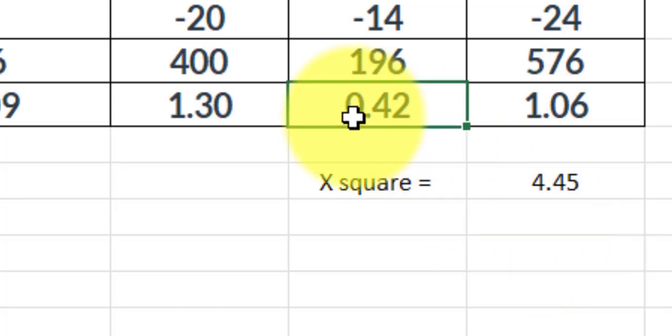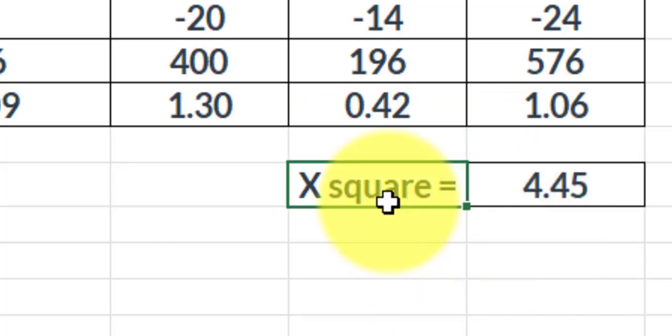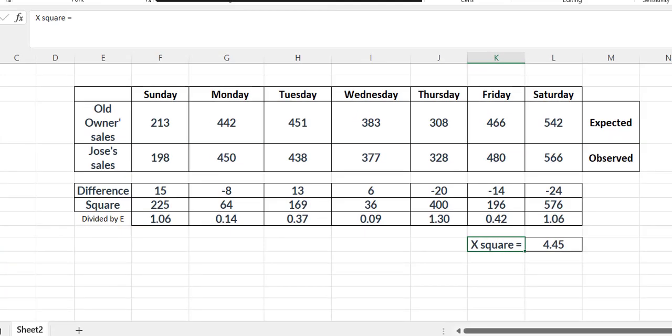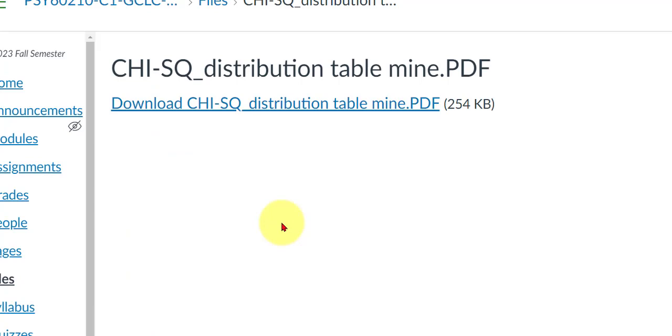So now we got to look that up in a table. And let me pull up a table. There's a chi-square goodness of fit calculations by hand Excel. That's the one I'm looking for. I'm looking for the distribution table. There it is right there. So here's one online. Here's one you can download. Let's just open this up.